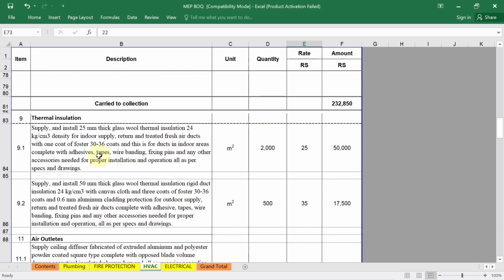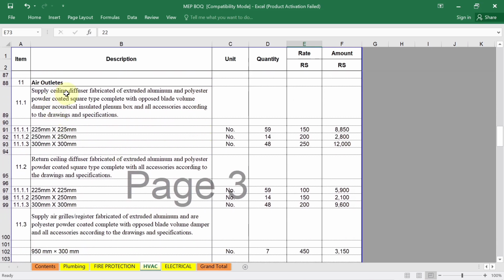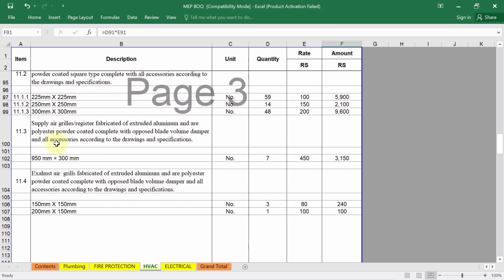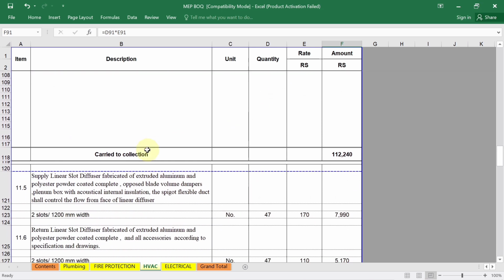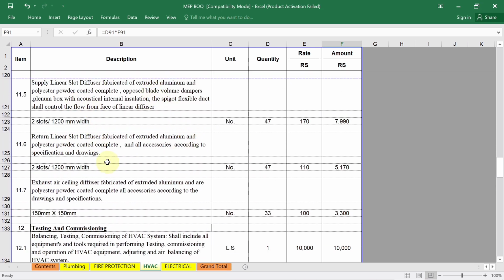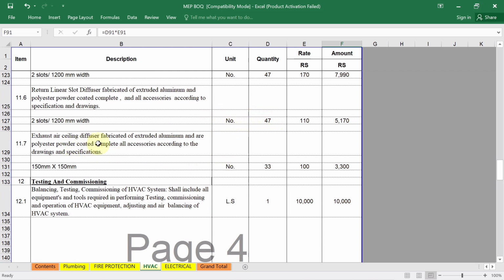Okay, same with thermal insulation and air outlets. See, in your project if you are using a supply ceiling diffuser, generally we use different sizes of diffuser as per flow rate, so write their size. See here in this sheet what I have taken, suppose we are using 225 mm by 225 mm, 59 quantity of diffuser, each unit diffuser rate is given 150, so total amount 59 into 150, you will get the total cost. Same way return ceiling diffuser, supply air grill register, exhaust air grill, that detail is needed here. Supply linear slot diffuser, return linear slot diffuser, exhaust air ceiling diffuser.